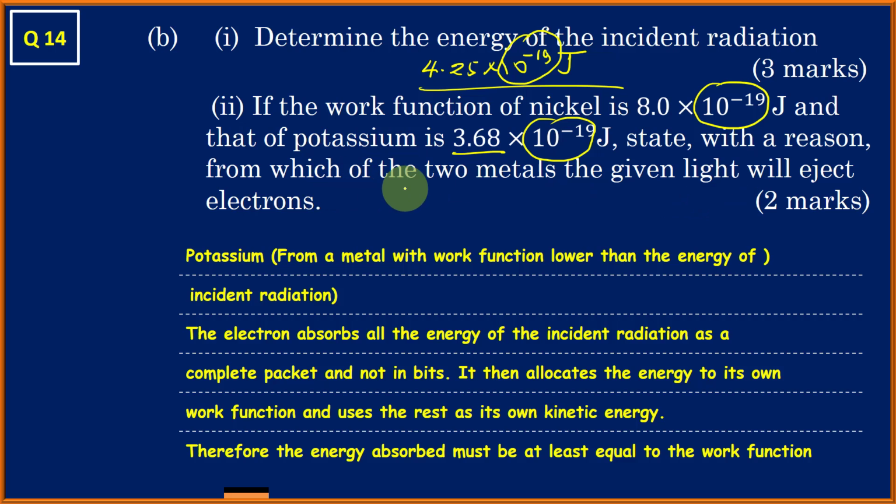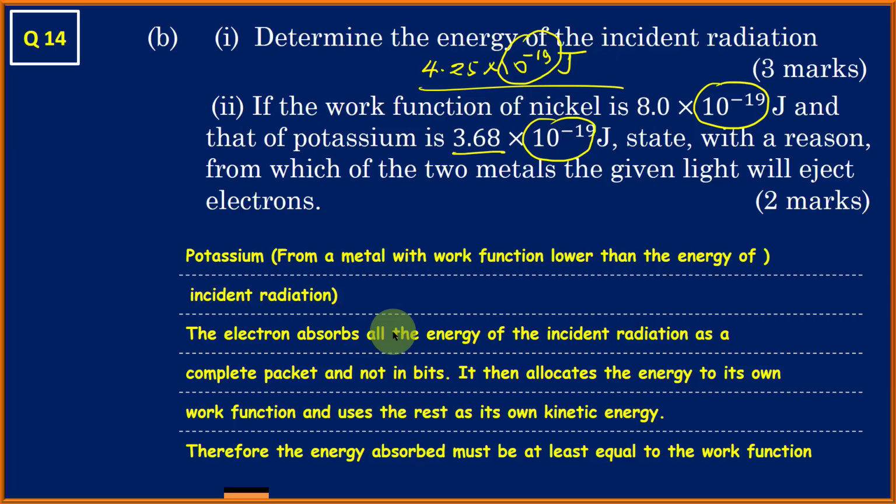State with a reason from which of the two metals the given light will eject electrons. Now, potassium will be the metal from which electrons are going to be emitted. It's not possible to emit electrons from nickel because its work function is far greater than the energy of the incident radiation. So, potassium is the metal with a work function lower than the energy of the incident radiation.